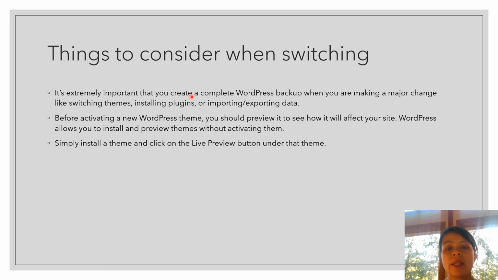It's very important that you create a complete WordPress backup when you're making a major change, like switching themes or installing plugins or importing or exporting data. So if you're switching themes, you must back up. Before activating a new WordPress theme, you should preview it to see how it will affect your site. WordPress allows you to install and preview themes without activating them. So just install a theme and click the live preview button under that theme.